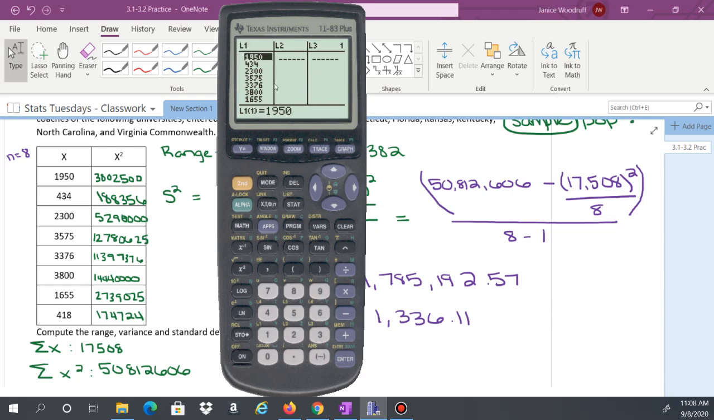All right, so we've got everything in the list. That's all we need to do. So what we're going to do is go back to the home screen. So second, quit, takes you back to the home screen.